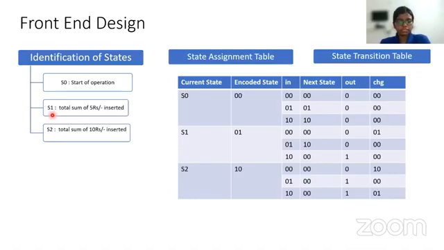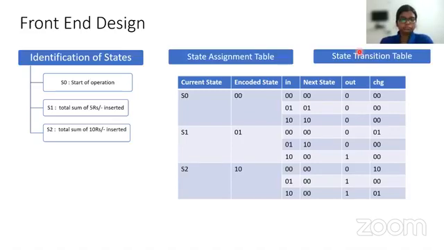S1 represents that a total sum of 5 rupees has already been inserted in the machine. It's waiting for the next coin. And S2 represents that a total sum of 10 rupees has already been inserted in the machine and it's waiting for the next coin. And as I already mentioned, the product will only be dispensed when the total sum of 15 rupees has been inserted. Okay, so let's look at the state assignment table.